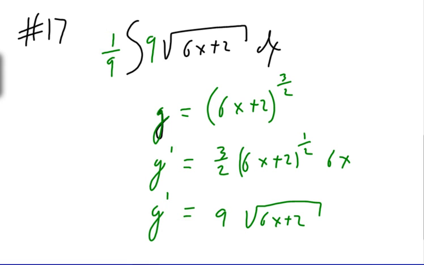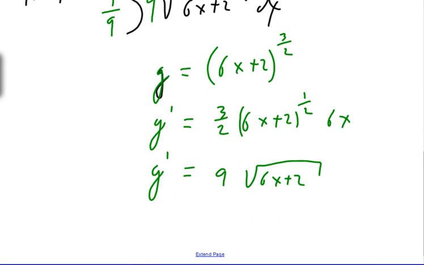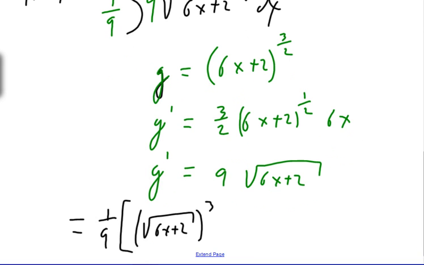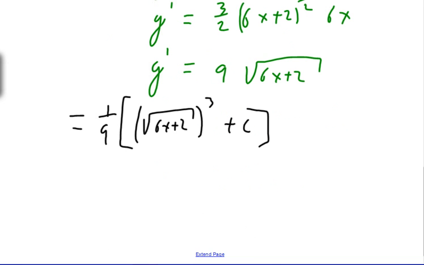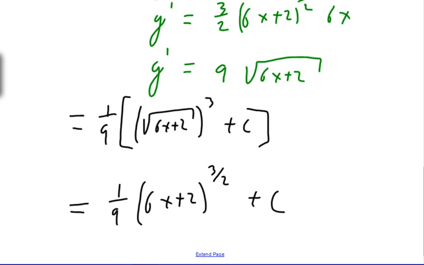But this allows me to find the answer, because now the answer is this times a 9th. So now I can write down the answer. 1/9 times the square root of 6x plus 2 cubed plus c. And then we could rewrite that as 1/9 (6x plus 2) to the 3 halves plus c. This is a time when the 1/9 is just being sucked into the c, so to speak. And that would be my final answer.